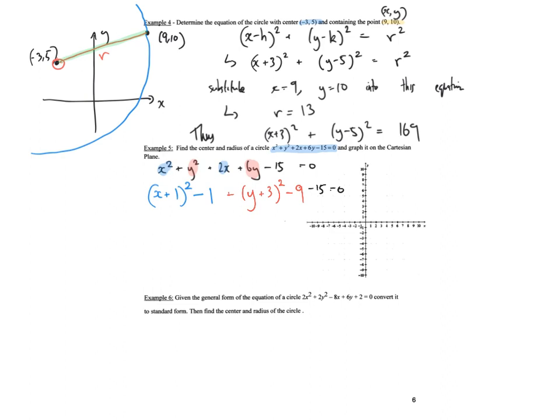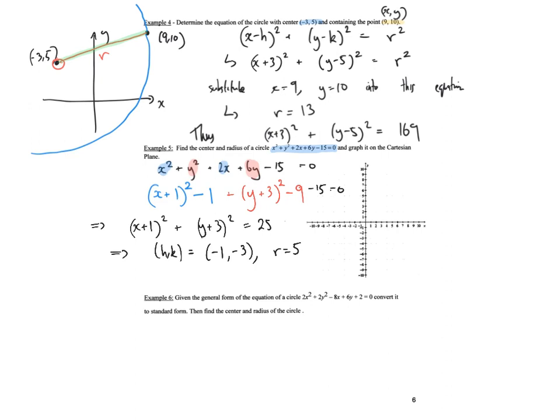So if we tidy this up, what do we see? We have x plus 1 squared plus y plus 3 squared is equal to 25. So we've managed to write our equation in standard form. This gives us that our centre, h comma k, is -1, -3, and our radius is 5.